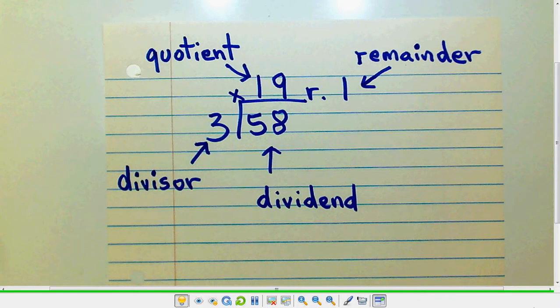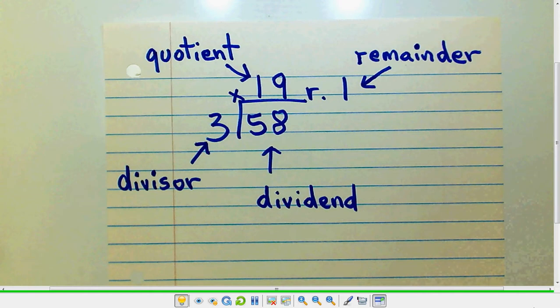And let's go over the parts again. We have 58, which is the dividend, the number you're dividing. The divisor, which is 3, is the number you're dividing by. The quotient is 19, and then the remainder is 1. And one more time, remember that your remainder has to be less than the divisor.